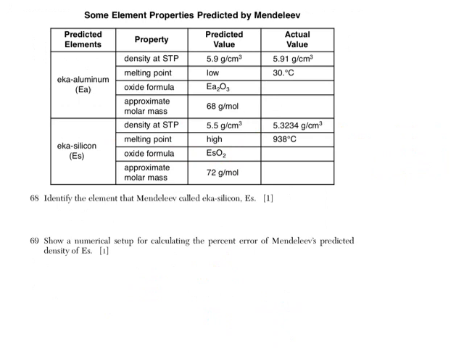Next question, 68, says identify the element that Mendeleev called eka-silicon, Es. So it's this one right here, and it wants to figure out what element this actually is. He called it eka-silicon, but we know it by a different name, so we have to figure out which element it actually is. What could we use here on this chart to help us? Molar mass, 72 grams per mole, maybe that could be helpful. The oxide formula, probably not so much. It tells us maybe a little bit about what kind of ion it forms. The melting point could be helpful.